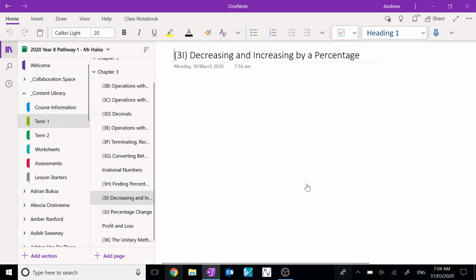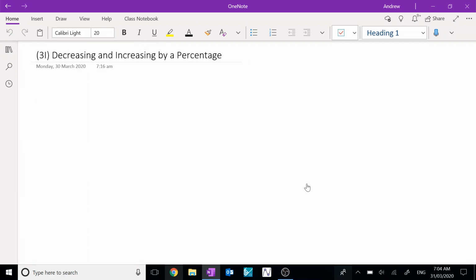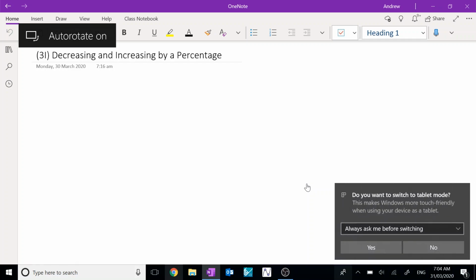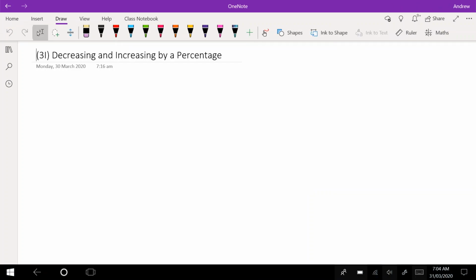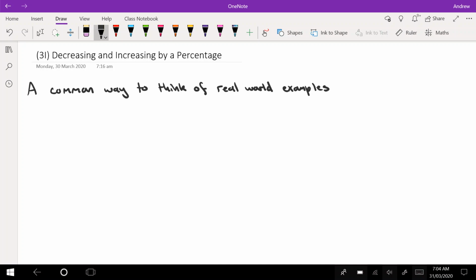But today, decreasing and increasing by a percentage. Continuing on with our fractions, decimals, and percentages topic. This is when we're decreasing and increasing things by percentages. So a common way to think of real-world examples, the application type problems, would be with money. Money, there's often talk of a percentage loss or a percentage gain, so it's a really good example of a real-world application of this type of topic.